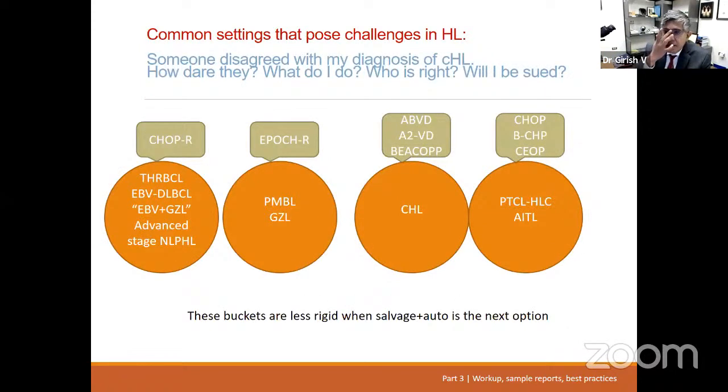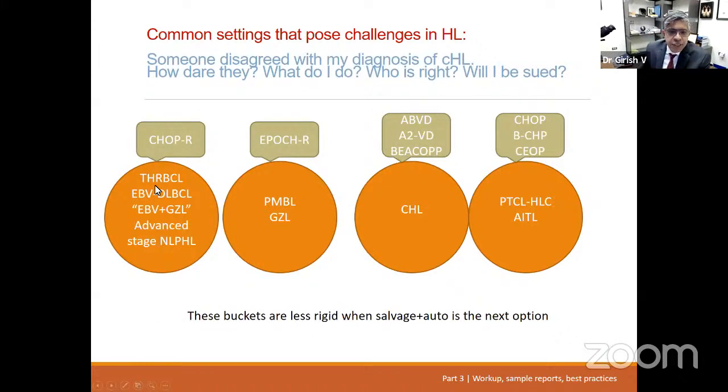So with that, we come to the last parts where we have a situation where people disagree with the diagnosis. And the first instinct is, how dare they disagree? I have 20 years of experience. The second question is, you probably know that you are wrong, and you think to yourself, what do I do? And then you ask yourself, who is right? And the fourth question that goes in your mind, will I be sued? So these are questions that keep coming all the time, but these will be less important to you the moment you look at the buckets of diagnosis and how they are treated typically in this setting.